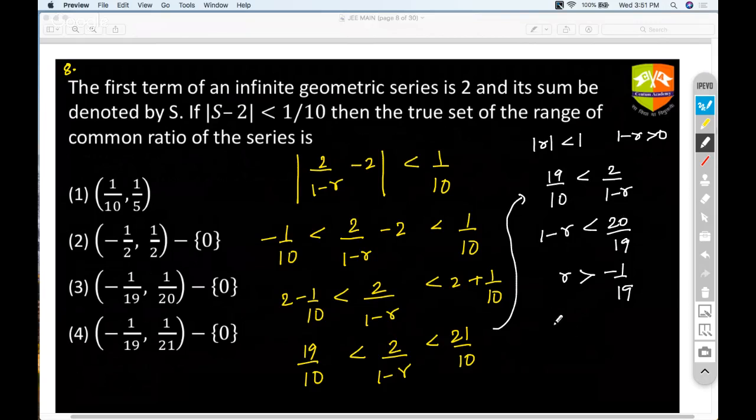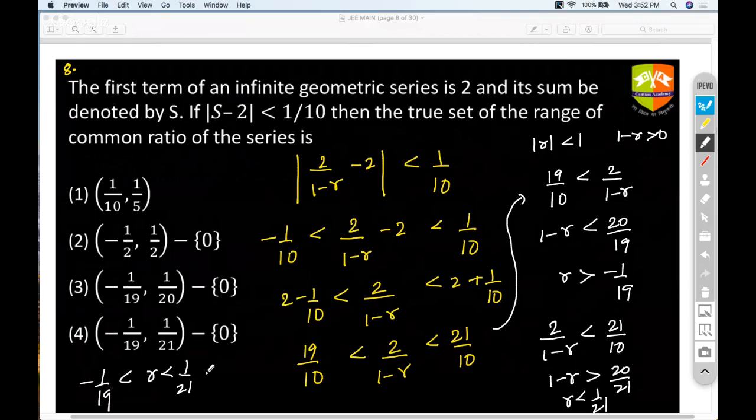Okay? In a similar way, I can take 2 by 1 minus r less than 21 by 10, which again means 1 minus r is greater than 20 by 21. So r is going to be less than 1 by 21. And of course, r cannot be 0. Okay? So in a geometric progression, we can never have the common ratio as 0. So your r should belong to the interval minus 1 by 19 to 1 by 21, excluding 0. R cannot be 0. So obviously, option number 4 is going to be the right option.